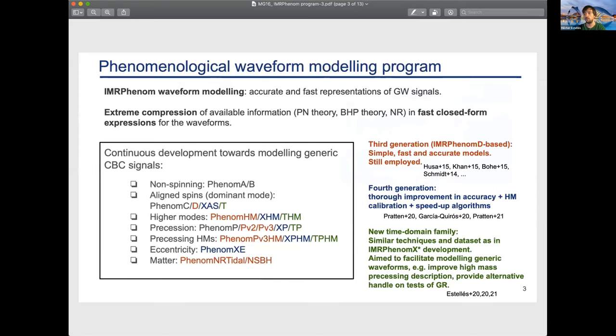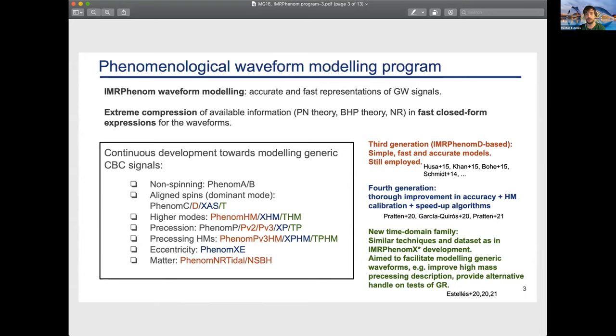One of the main frameworks for modeling compact binary coalescence signals is the so-called IMR Phenom program, which aims to provide accurate and fast representations of the signals, focusing on the signals themselves. Phenom models provide an extreme compression of the available information that we have mentioned before in fast closed-form expressions for the waveforms that are directly applicable in data analysis and very computationally efficient.